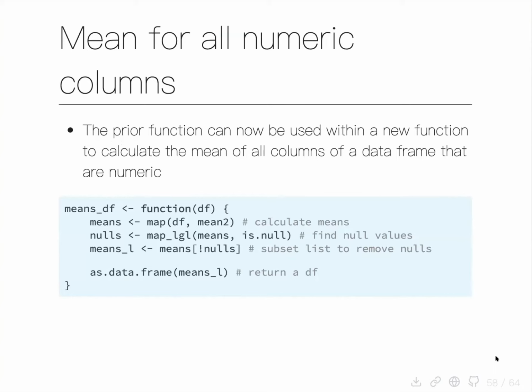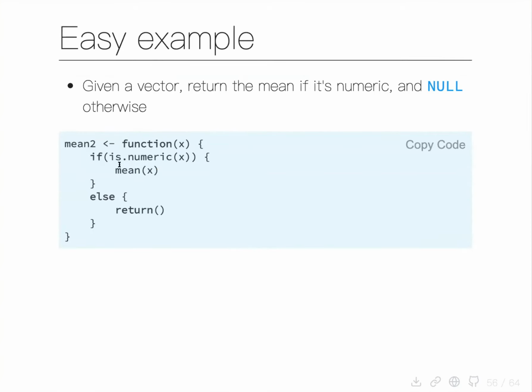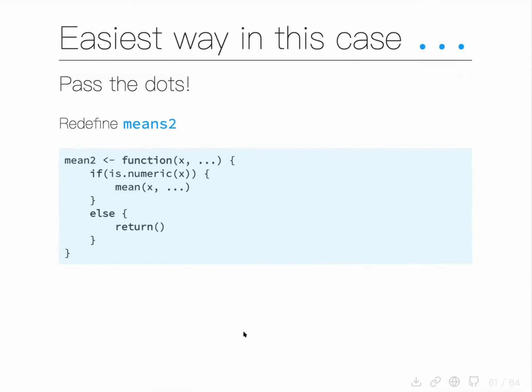In the means2 function, right? So it's not actually here. It would be back here, right? Here's the mean part, okay? So one way we can do this is to pass the dots, okay?